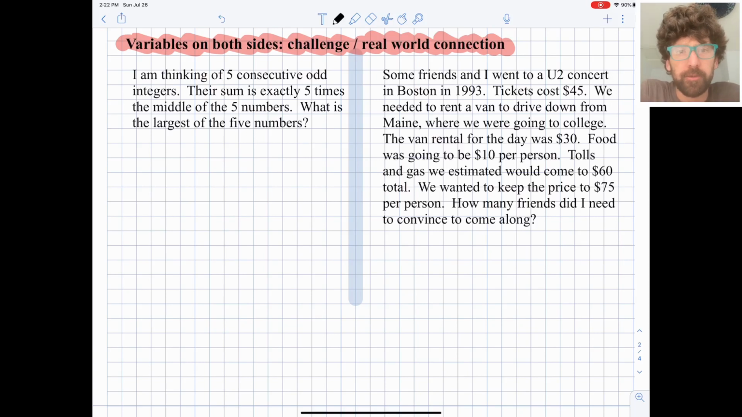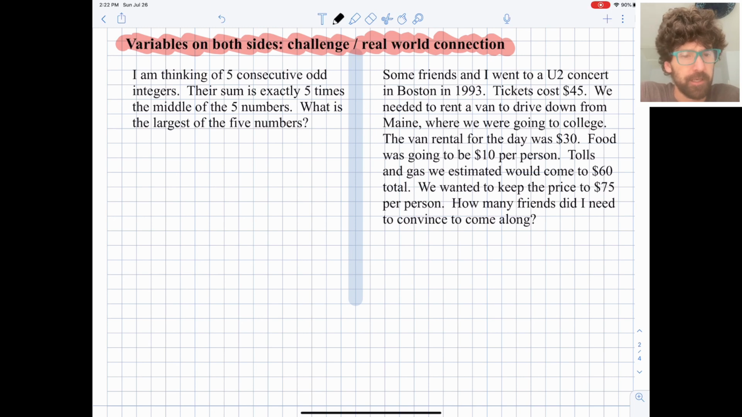All right, we're going to keep going with our work on solving equations that have variables on both sides of the equal sign, and we'll look at a challenge and then a real-world connection. So go ahead and read through these. You can pause the video and look at them. Give them a try on your own. See if you can make some progress on them. But let's go ahead and get started.